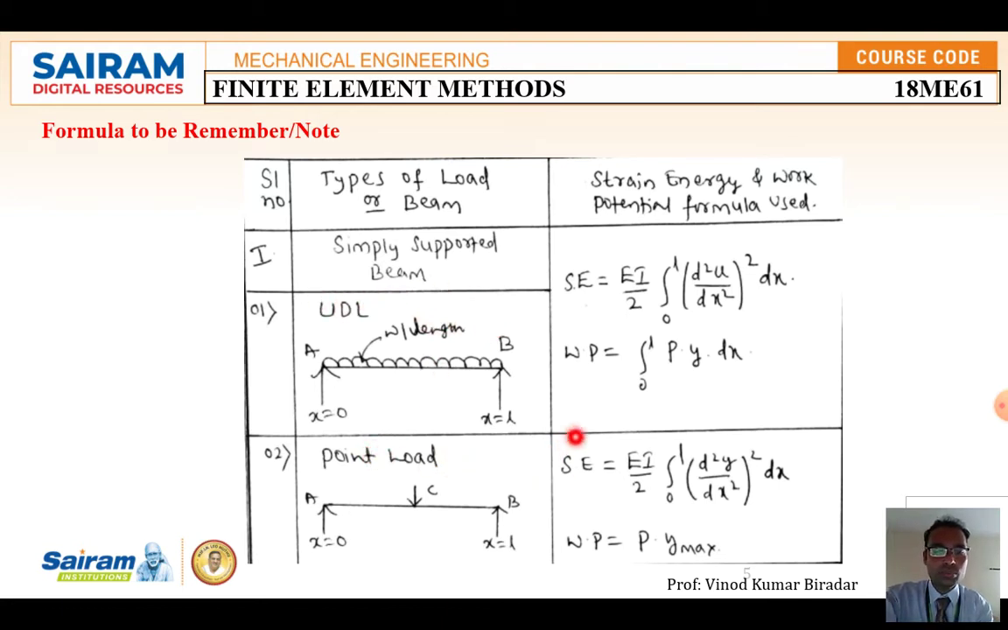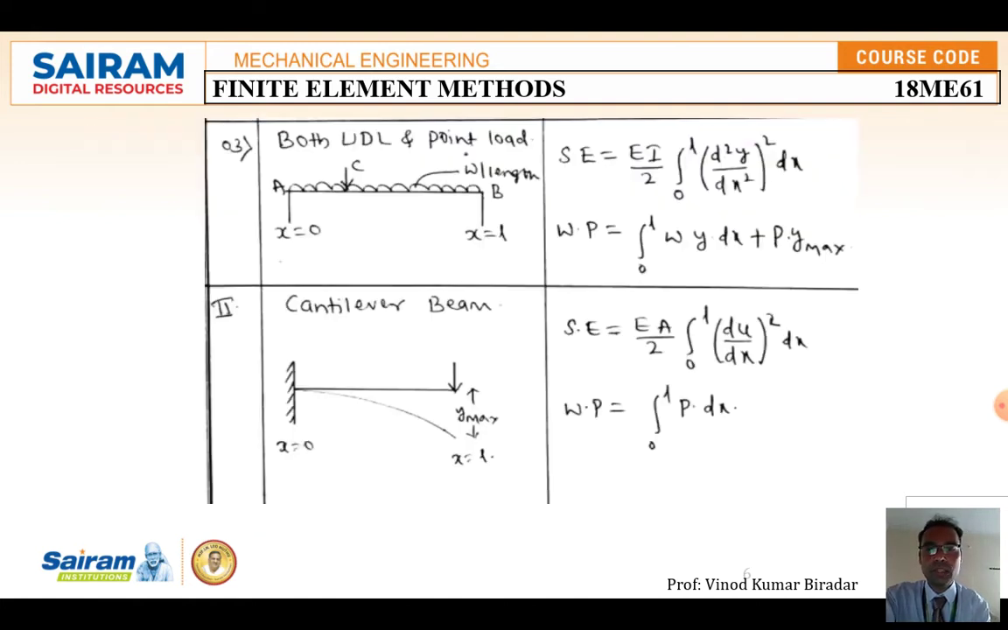For a point load, use this formula: strain energy is equal to EI by 2 integration from 0 to L of (d square y by dx square) whole square dx, and work potential is equal to load into maximum deflection. For both UDL and point load together, strain energy is the same, EI by 2 integration from 0 to L of (d square y by dx square) whole square dx, and work potential is integration from 0 to L of weight into y dx plus load into maximum deflection.